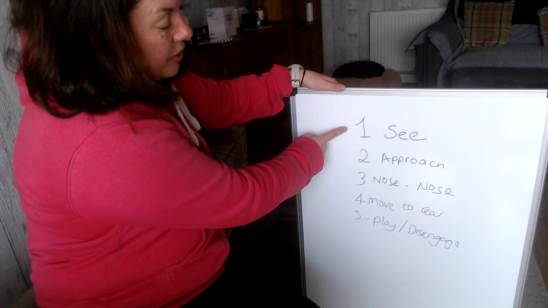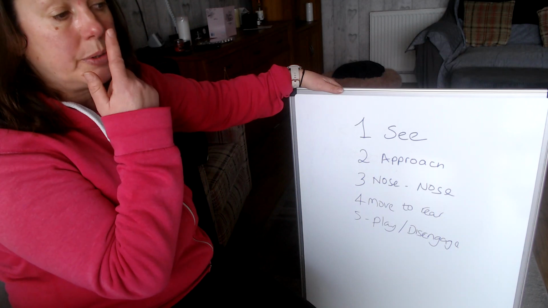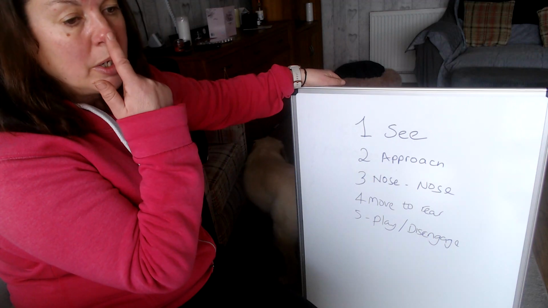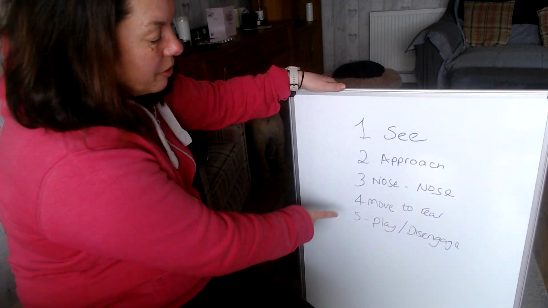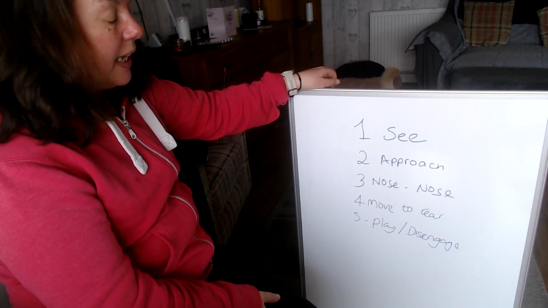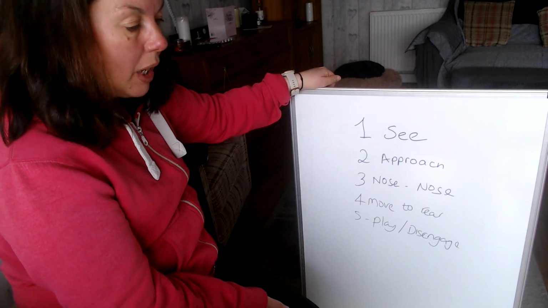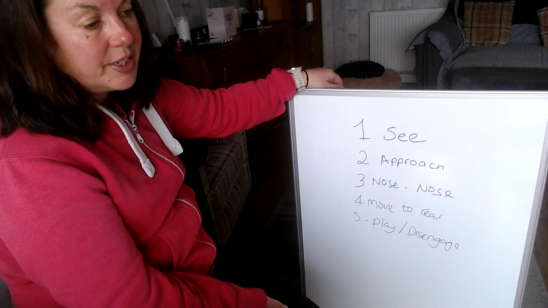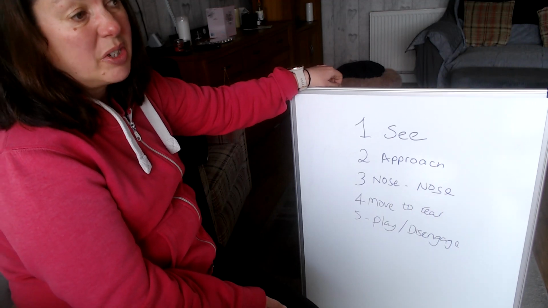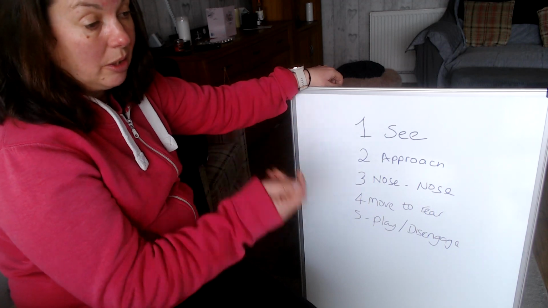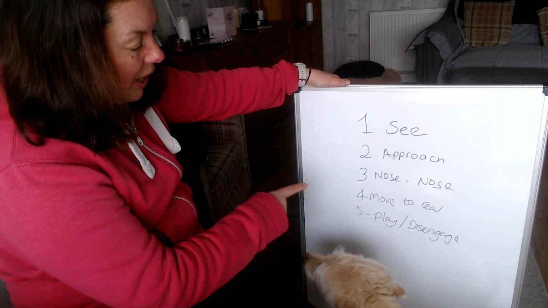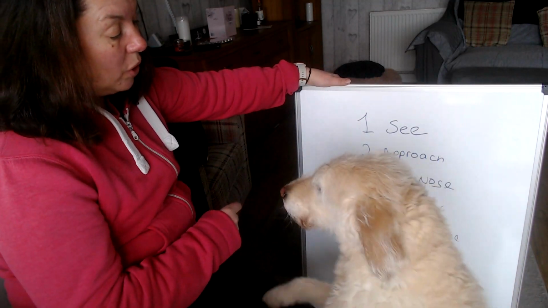So see, approach, then they greet nose to nose. So watch your dog when he sees another dog. Generally you'll see this. So nose to nose, then they move round to the rear, so they do some bum smelling. There's a lot of information that they give off on their bums about the other dog, so age, where they are in the sexual cycle, lots of different stuff about the dog, about the dog's mannerisms, whether they're calm or not. There's lots and lots of information that the dogs get from their bottom. Then they'll either play with each other or they'll disengage.